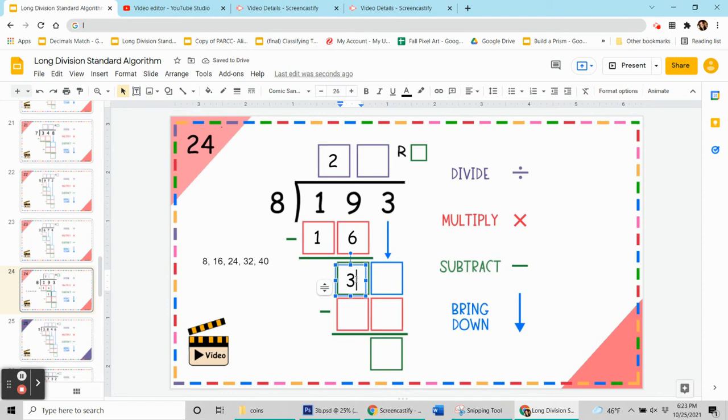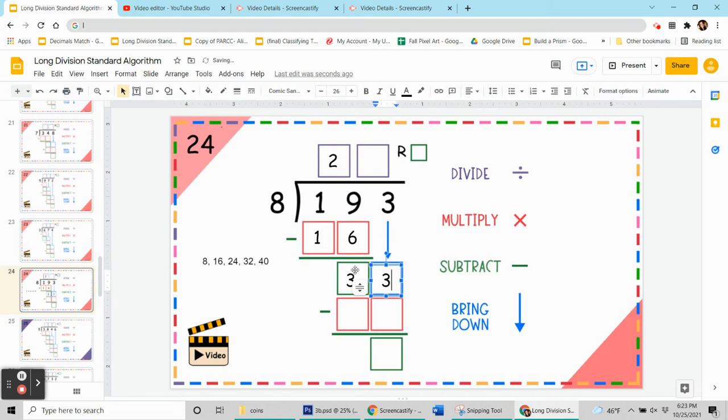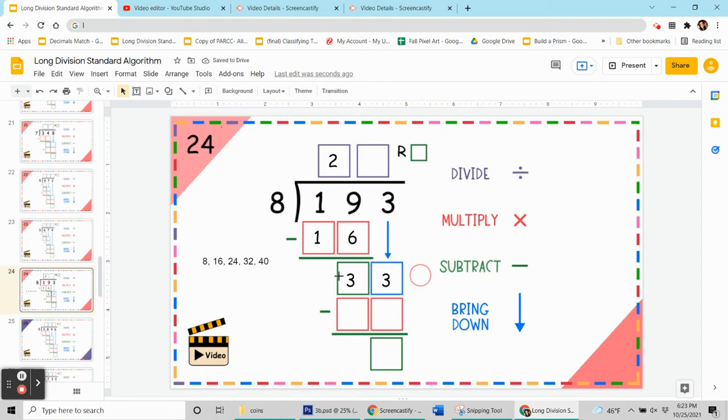Well, we need to use that 3. So we keep it down here, and it's too small a number to work with. So that's why you bring down the next 3, and we have 33. Now we're going to do it again. So we have 33 left over.